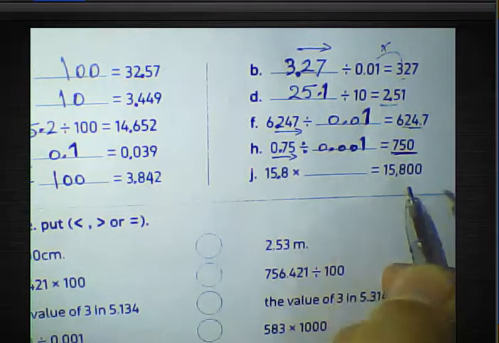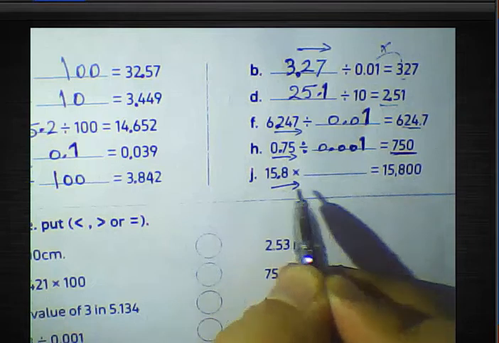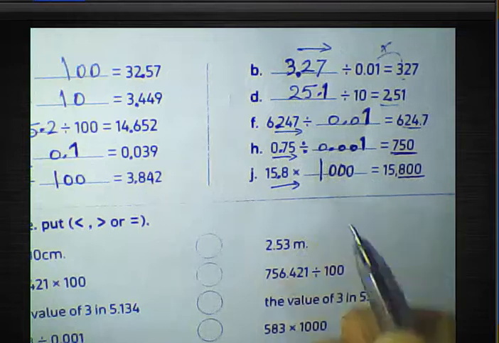15.8 multiplied by what equals 15,800? The point moved from left-hand side to right-hand side by three digits, so we must multiply by 1000.